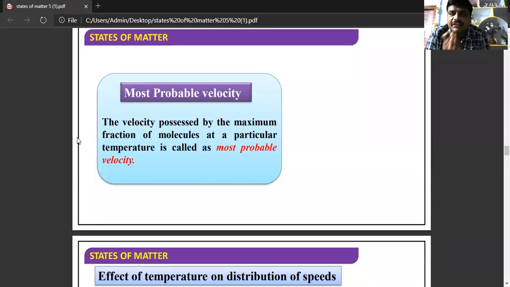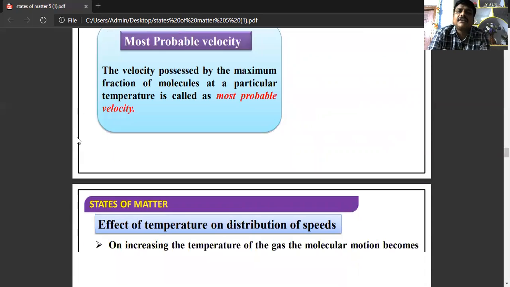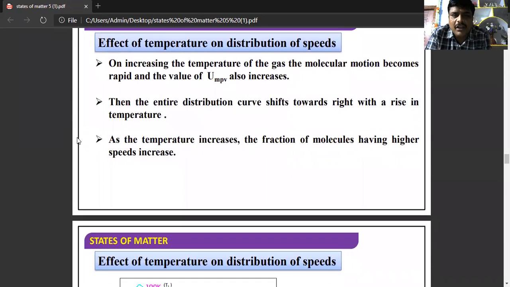So if you see the definition of most probable velocity, it is the velocity that is possessed by the maximum number of molecules at a particular temperature. Suppose you are considering 100 molecules, and of those 100 molecules, 70 or 80 molecules are possessing one kind of velocity, that velocity is known as the most probable velocity.